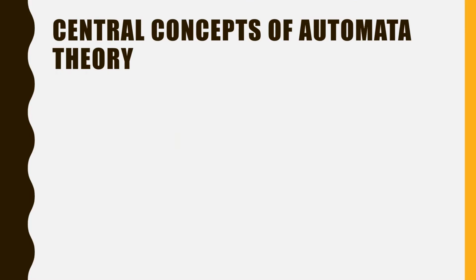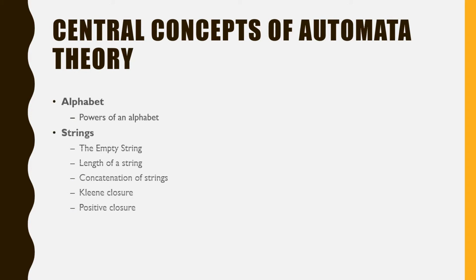The central concepts of automata theory are the basic terms and basic notations that we will be using throughout this entire course, which deal with the alphabet, the strings and the language. On the alphabets, we will be discussing the power of an alphabet, strings, an empty string, the length of a string, concatenation of strings, Kleene closure and positive closure.